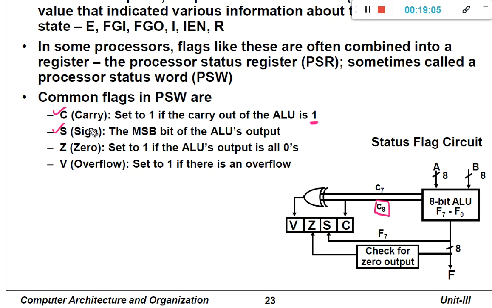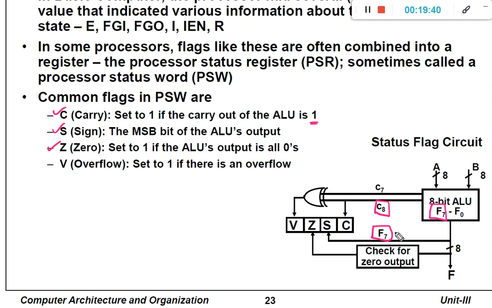Next is the sign flag, S flag. Generally the sign bit will be the most significant bit of the arithmetic logic unit output, which is represented by F7. F7 is the most significant bit in an 8-bit register. We already know how to specify the sign bit: 0 represents positive, 1 represents negative.